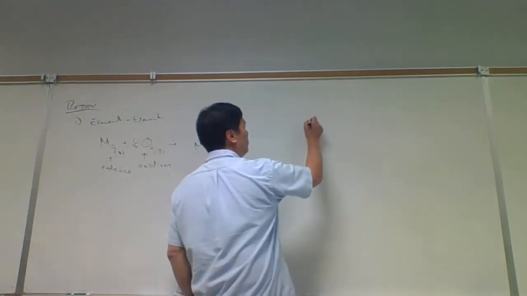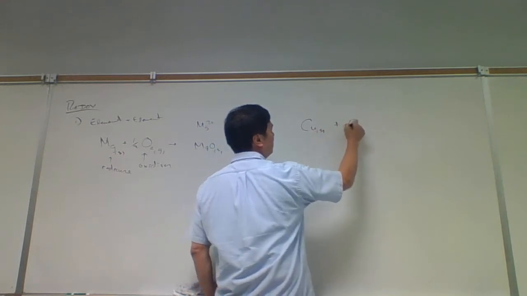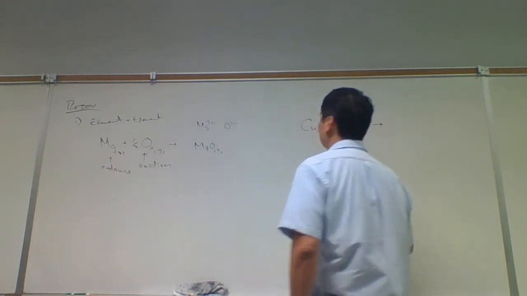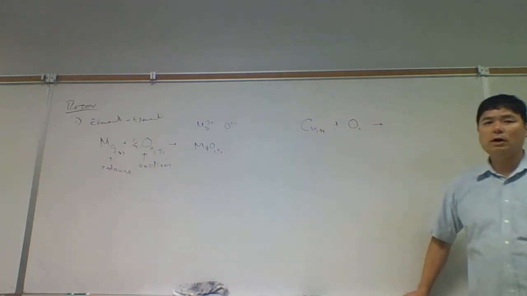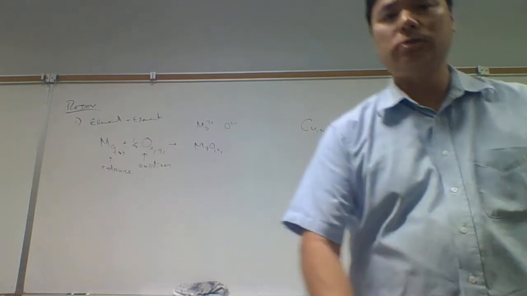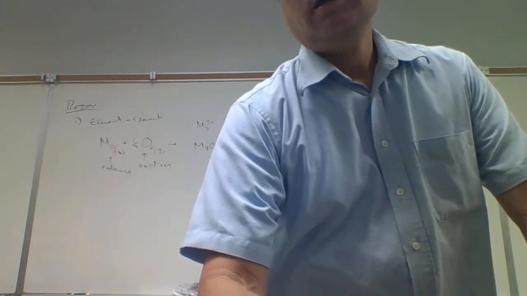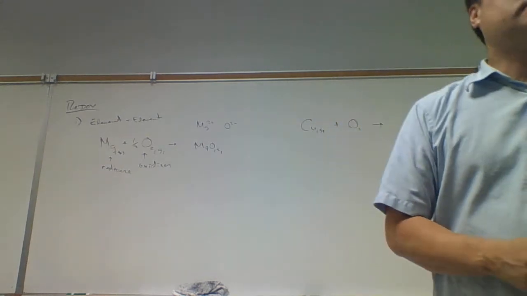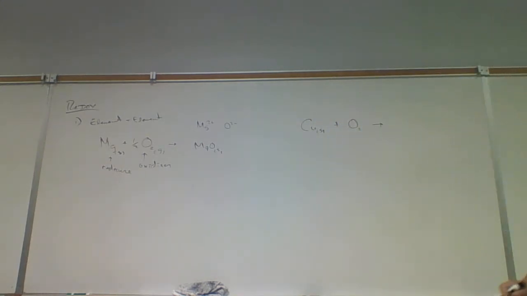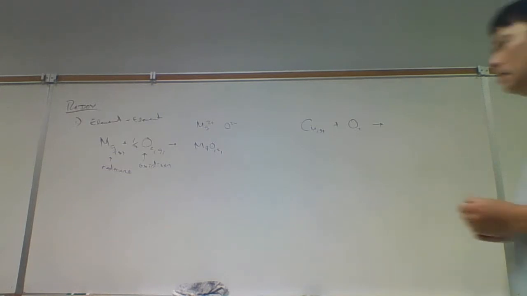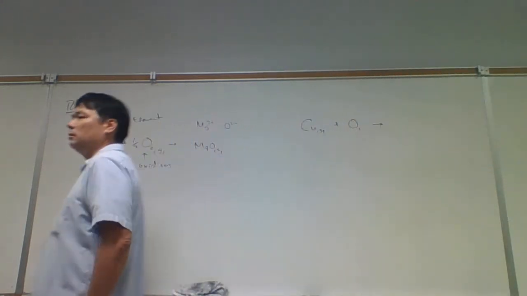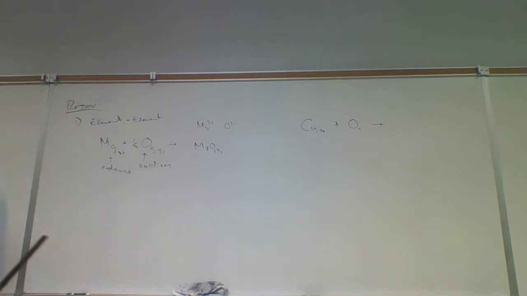This gets complicated when we have a choice. For example, if we have copper and oxygen, what do we form? Do we form copper 1 or copper 2 oxide? Normally you would just go with the most common charge. What charge on copper is most common? Do you know? Copper 2. Actually, you can see this.